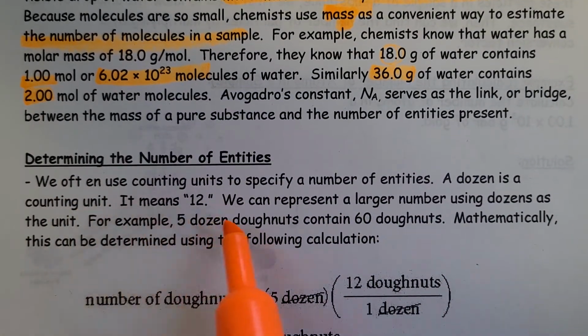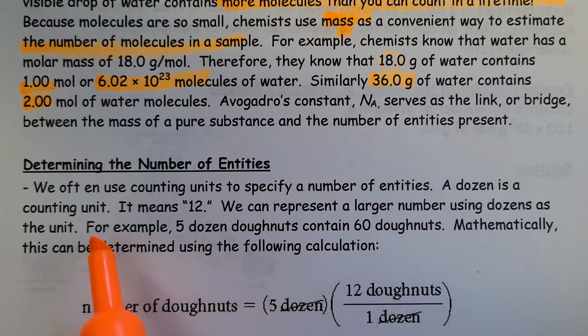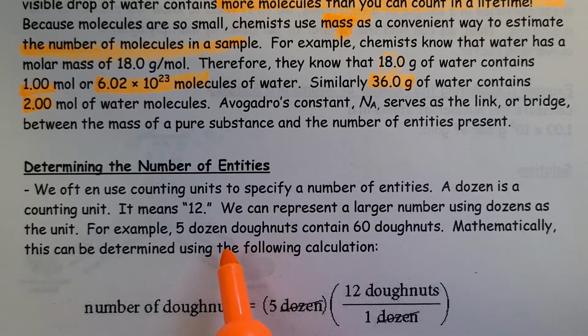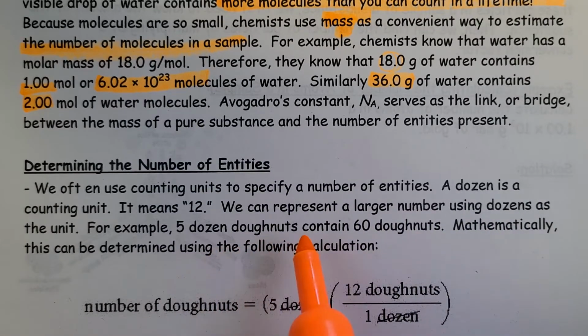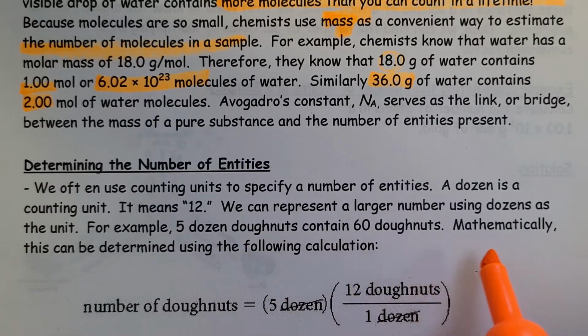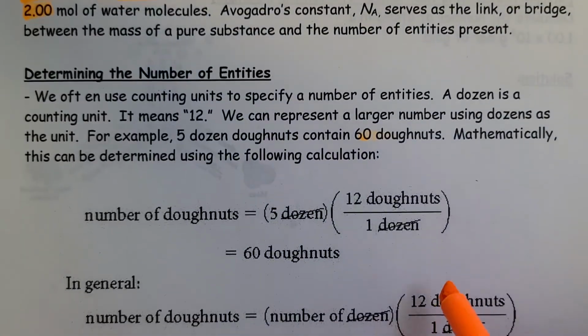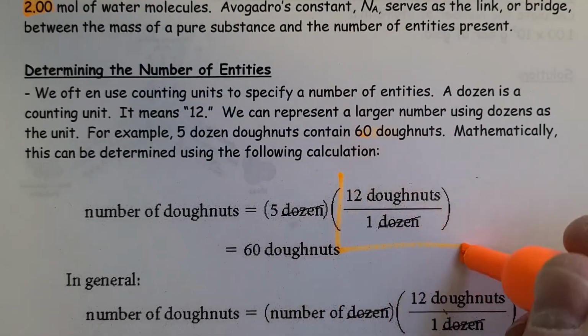So determining the number of entities or things, we often use counting units to specify a number of entities. A dozen is a counting unit. It means 12 things. We can represent a larger number using dozens as the unit. For example, 5 dozens would have 60 donuts. And of course, to do that, we know that there's a conversion factor here.